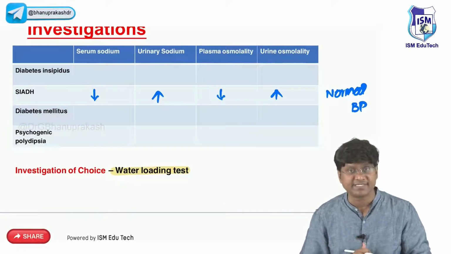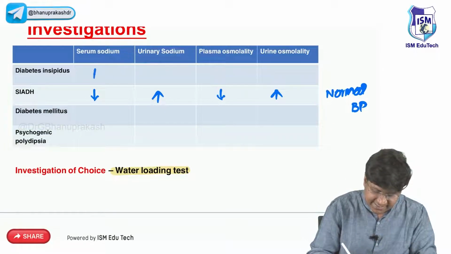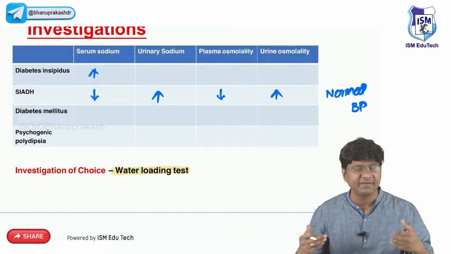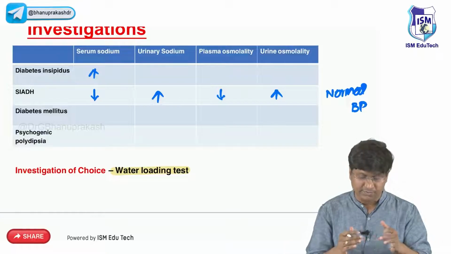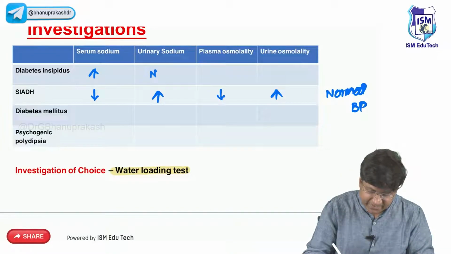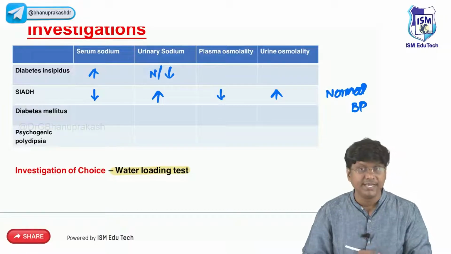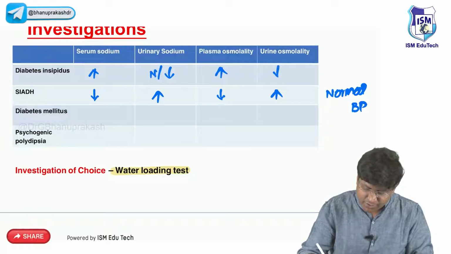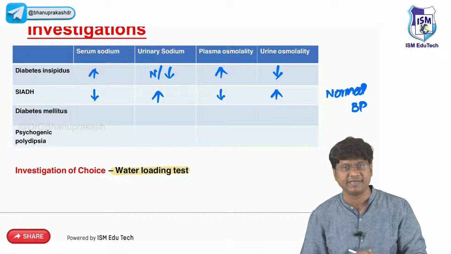Then what about in diabetes insipidus? In diabetes insipidus, the serum sodium increases. Why? Because it's a free water excretion leaving behind the sodium. So the serum sodium increases, and urinary sodium, either it may be normal or decreased. And what will happen to your plasma osmolality? Increases, and urine osmolality decreases in patients with diabetes insipidus.